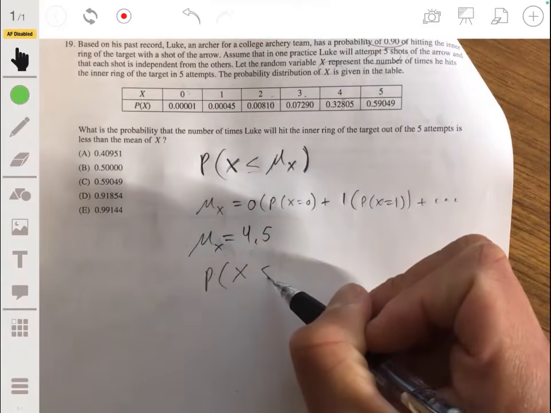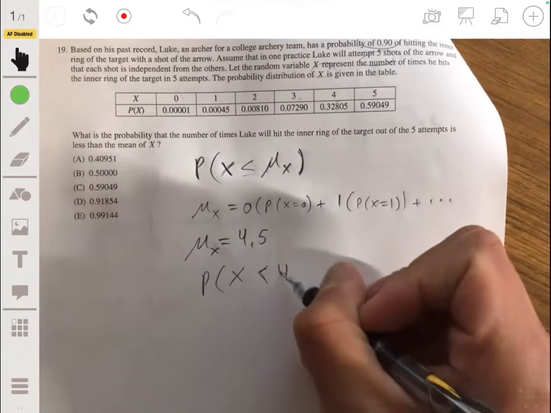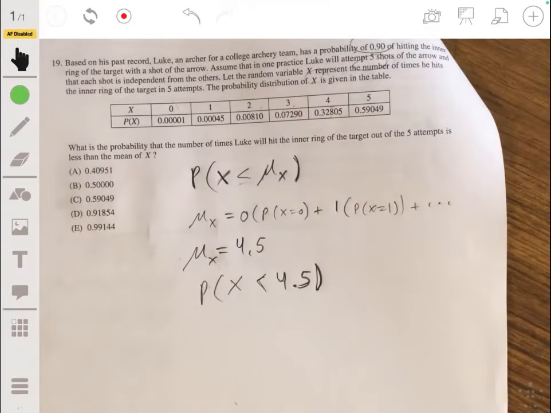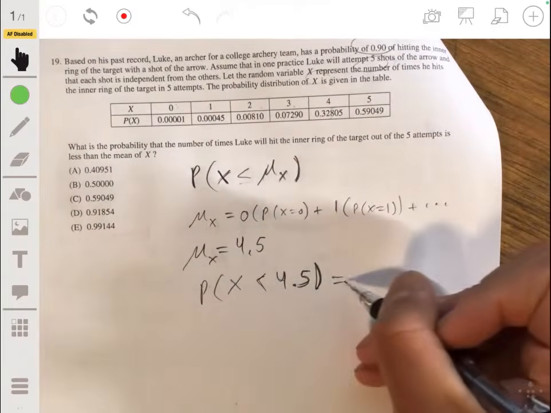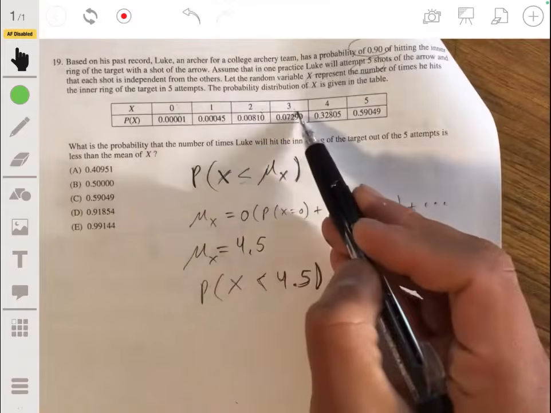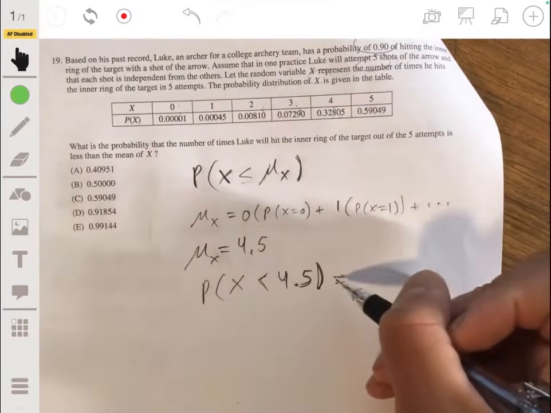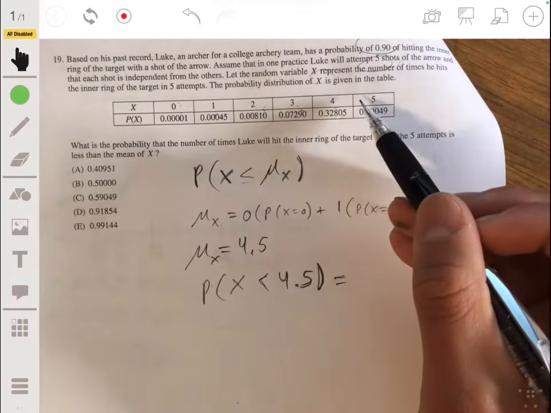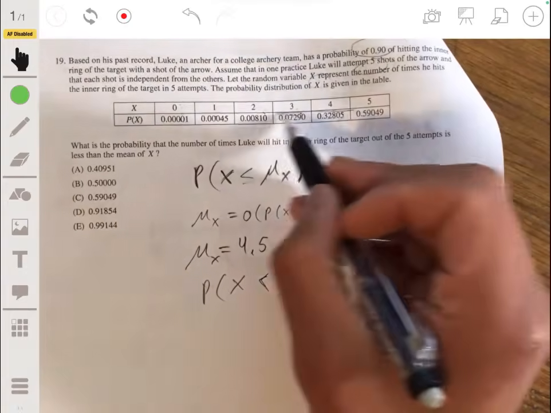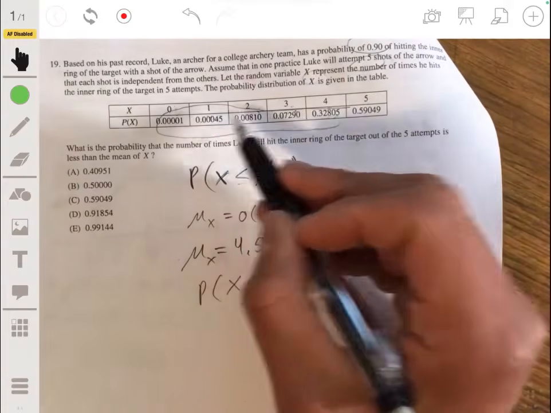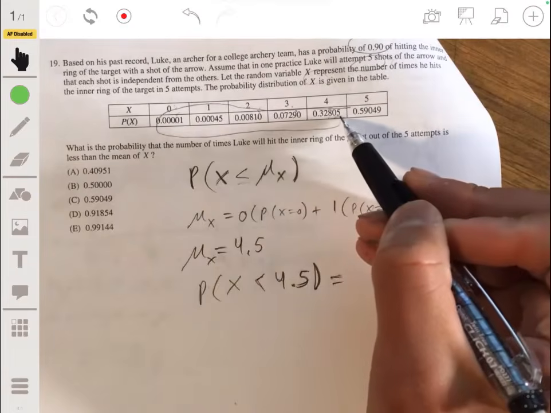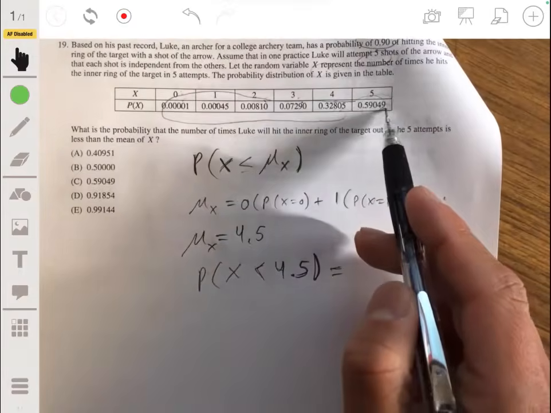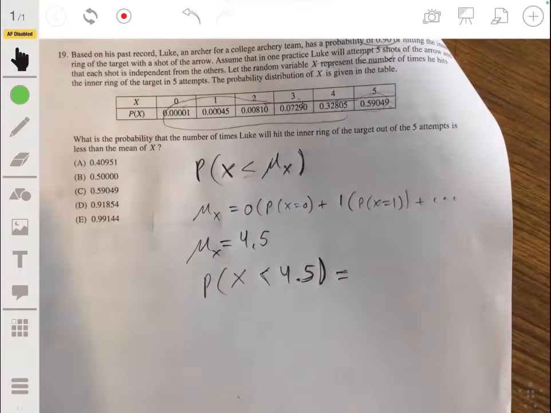the target less than 4.5 times in 5 attempts. Now, this means that he can hit it either 0 times, 1, 2, 3, or 4. So since 4.5 is not actually a value that he can get, we just have to add up the probability of getting either 0, 1, 2, 3, or 4. And since they're independent, you just add those values up. Or you could just do 1 minus this value, same thing, because they all have to add to 1. So I'd rather do that.